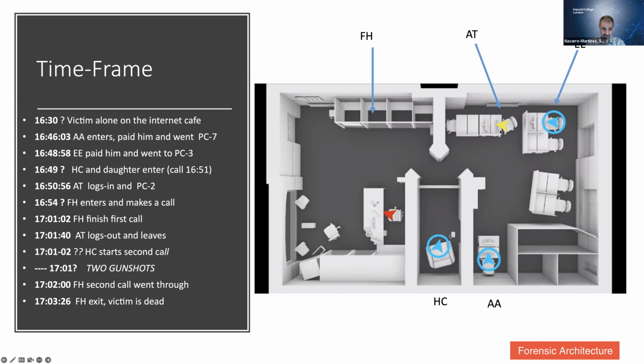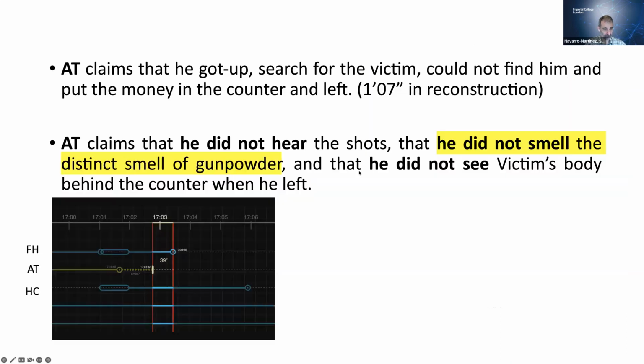So the key thing is there is basically 1 minute 10, or a bit more, when AT gets out and he doesn't see the killer or the victim. He claims that he got up, searched for the victim, could not find him, put the money on the counter and left. So in the police reconstruction, there was about a minute. And he claims that he did not hear the shots, although the other witnesses did. He did not smell the distinct smell of gunpowder, and he did not see the victim's body behind the counter.